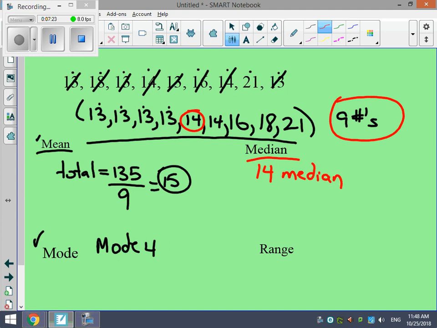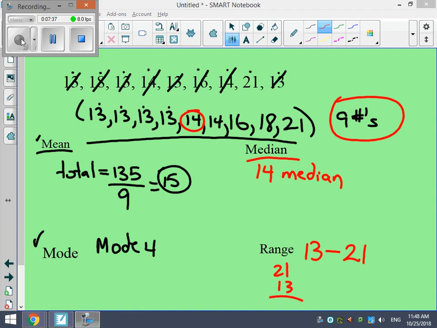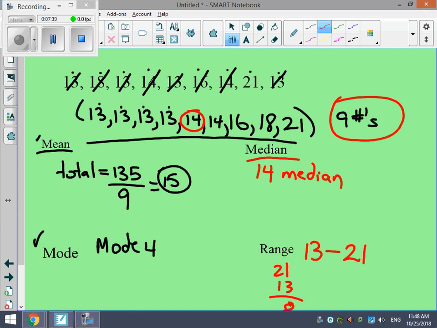And lastly, range, quickly. Range is the smallest number to the largest number, and we're going to see how big it is. Our smallest number is 13. Our largest number is 21. If we were to subtract 21 minus 13, we would get 8. Well, let me write that up there. We would get 8. So our range is from 13 to 21, which is a matter of 8 units.